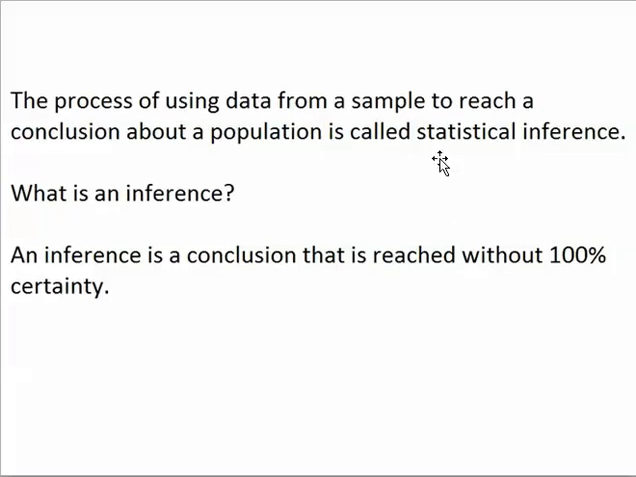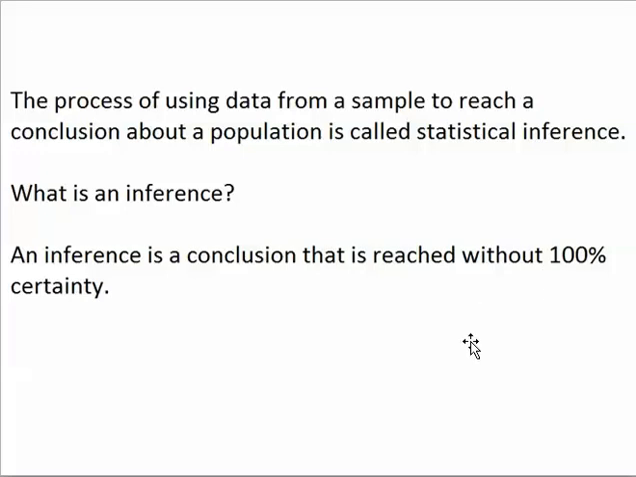The process of using data from a sample to reach a conclusion about a population has a name. It's called statistical inference. Let's take a moment to talk about this word inference. An inference is a conclusion that's reached without 100% certainty. In other words, it's a conclusion that might be wrong. When a person reaches an inference, the person is making a conclusion that's supported by the evidence, but the person isn't proving something to be true with 100% certainty.